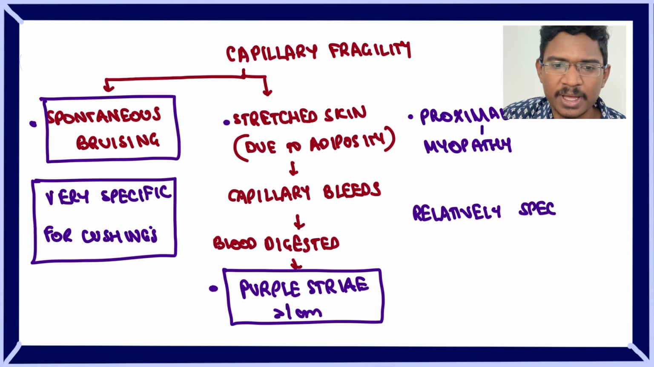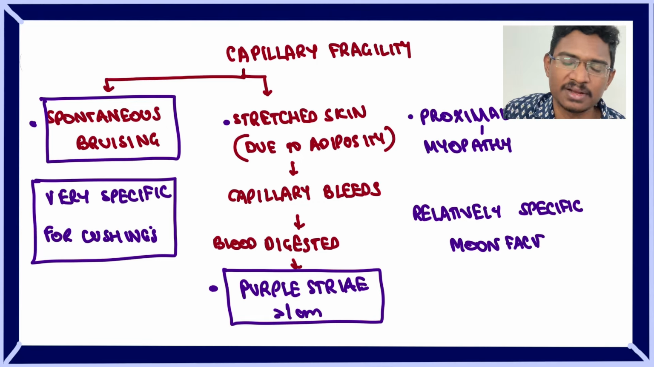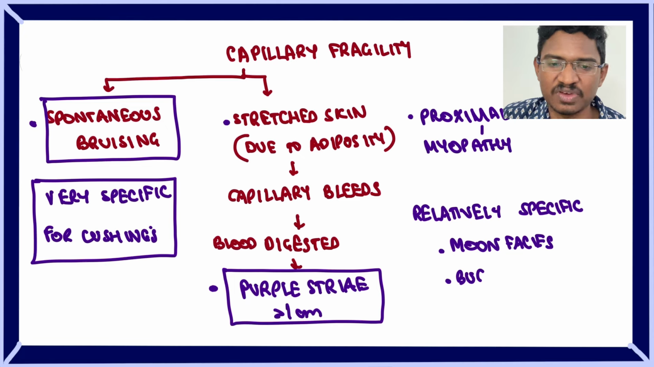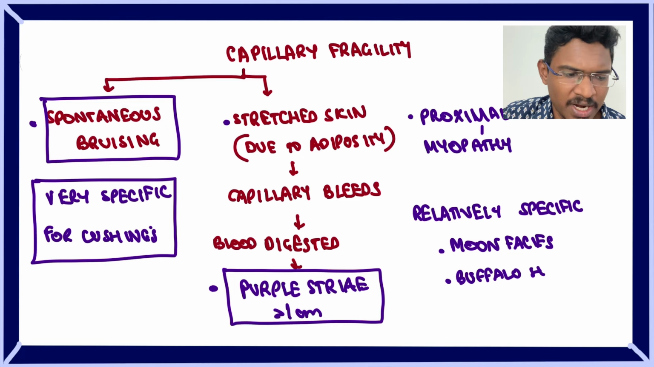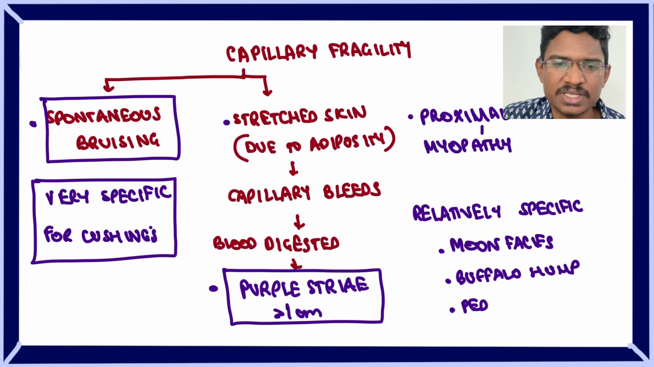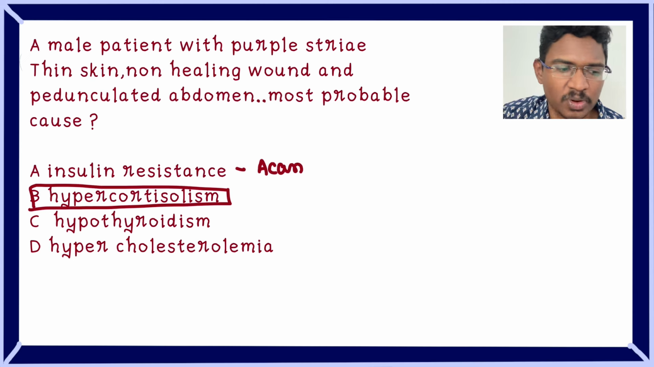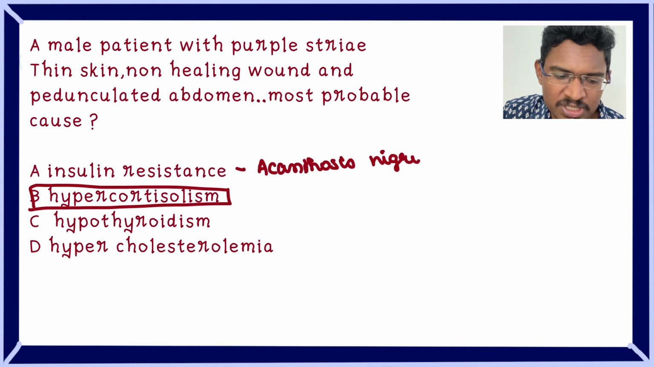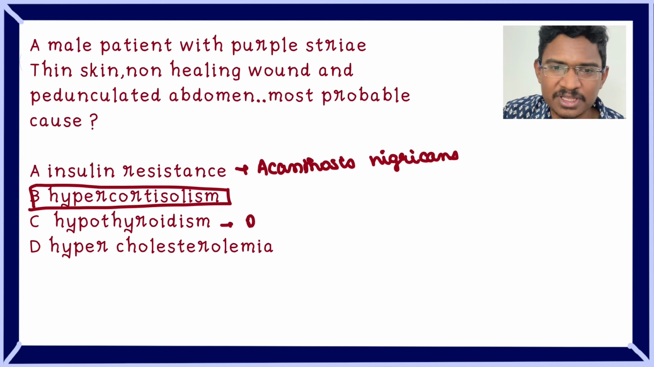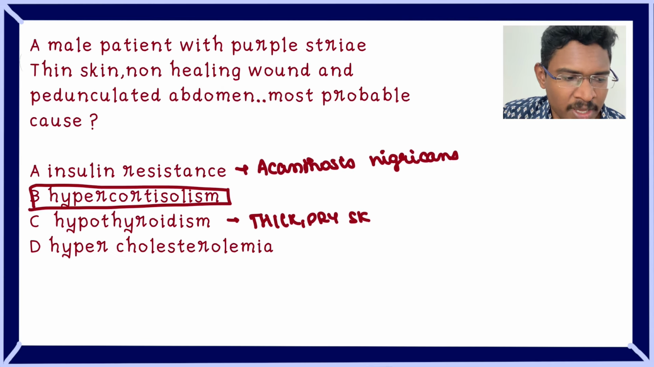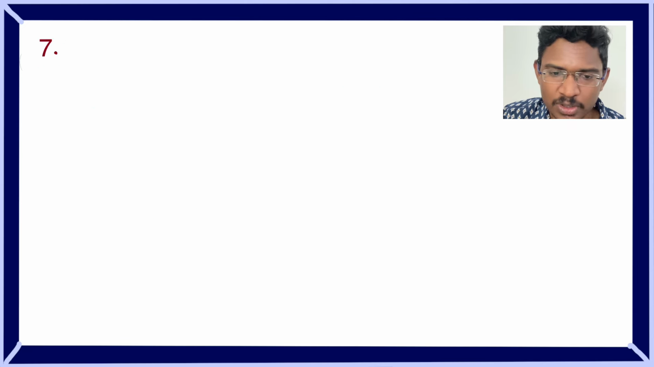And obviously the moon facies, buffalo hump, and pendulous abdomen, centripetal obesity, all these are classical features which are relatively specific for Cushing syndrome. And skin findings in insulin resistance, you can see acanthosis nigricans, which has the velvety patch around the axilla or nape of the neck. Also in hypothyroidism, the skin will be thick and dry, hair fall, alopecia can be there. So all these things can be there. Then hypercholesterolemia, we can have xanthomas, xanthelasmas, those are the cutaneous findings.